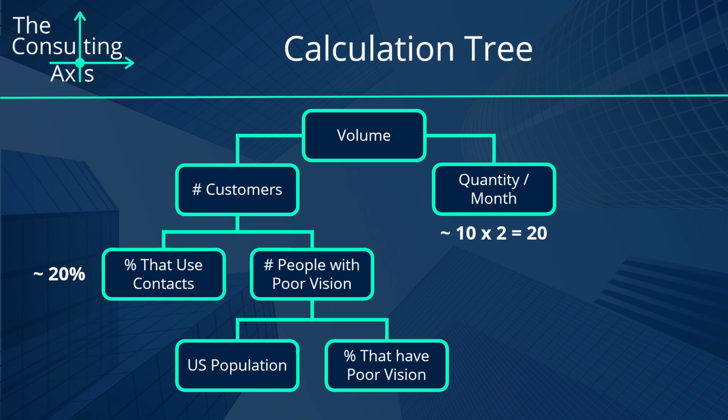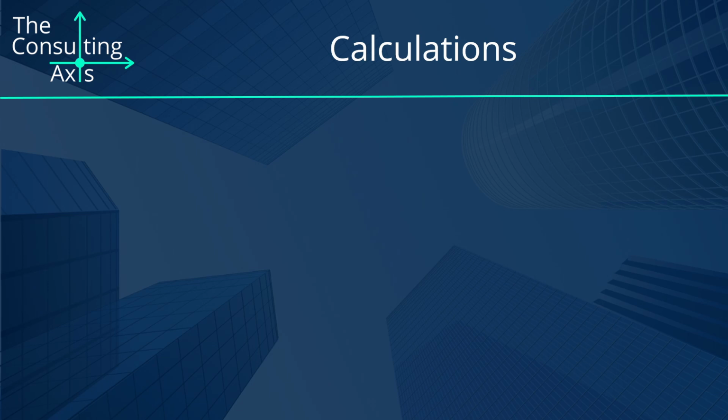Now, I know the population of the US to be around 300 million people, and I'm going to estimate the percentage of that population that have poor vision to be around 50%. Now, this 50% will vary a lot depending on things like age, but I'm going to give this a blanket average of 50%. So now that we have estimates for all the bottom boxes, we can now work our way back up to work out the volume and our answer.